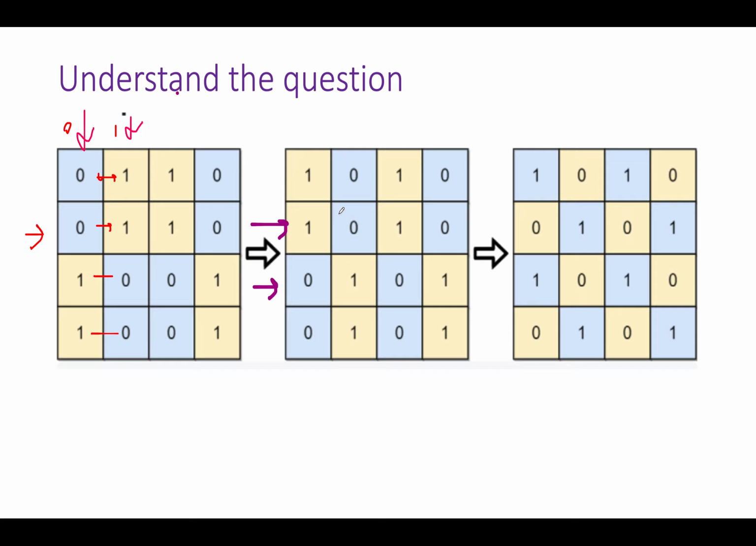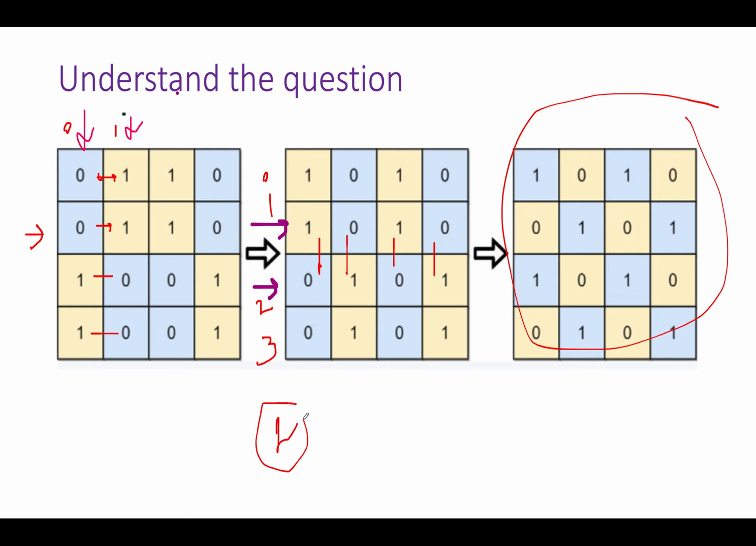In the second move, we'll swap the first row with the second row. So these two get swapped, these two get swapped, these two get swapped, these two get swapped. The updated grid is something like this: 1 0 1 0, 0 1 0 1, 1 0 1 0, 0 1 0 1, and this forms a chessboard. How many moves did we make? We made 2 moves, and this becomes the answer.